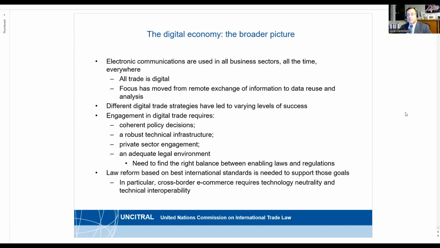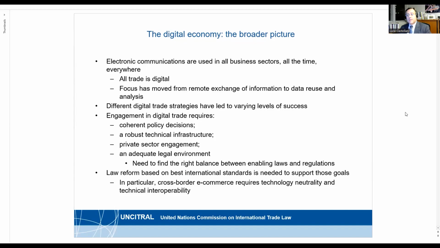In fact, the focus has shifted in the last years from the ability to communicate remotely and anytime to the ability to exchange data, reuse it, and analyze it. We have increasingly seen comments on the importance of data, the data economy, the fourth industrial revolution. We really see how data is used, for instance, to fuel artificial intelligence applications. So in that respect, there is indeed a shift in the focus.